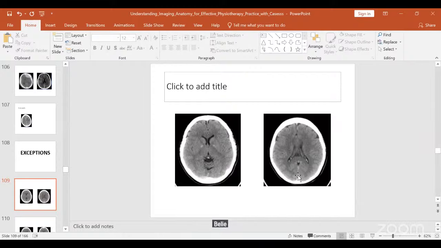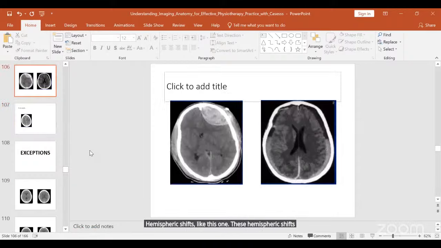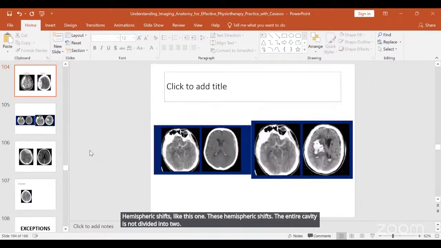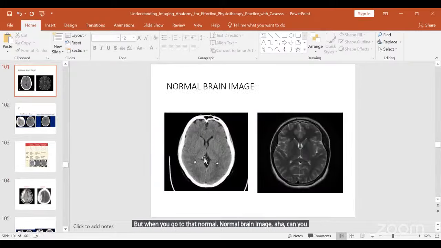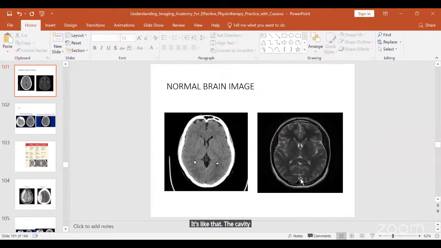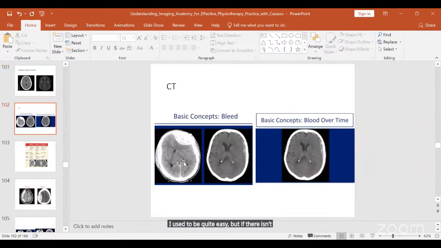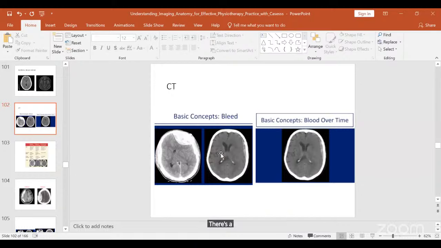Bleeding. And usually bleeding leads to what we call hemispheric shift, like this one. There is a hemispheric shift. The entire cavity is not divided into two. But when you go to that normal brain image, can you see the interhemispheric feature? It's like that. The cavity is equally divided into two. Can you see the cavity? But if there is a bleeding, one cavity will be bigger than the other. Can you see? There is a mass effect shifted.